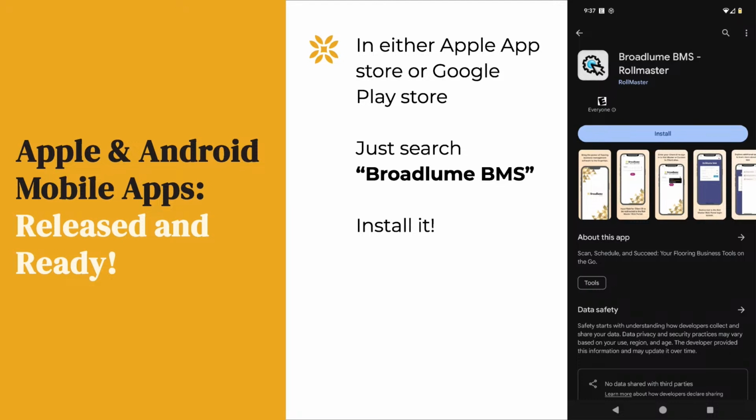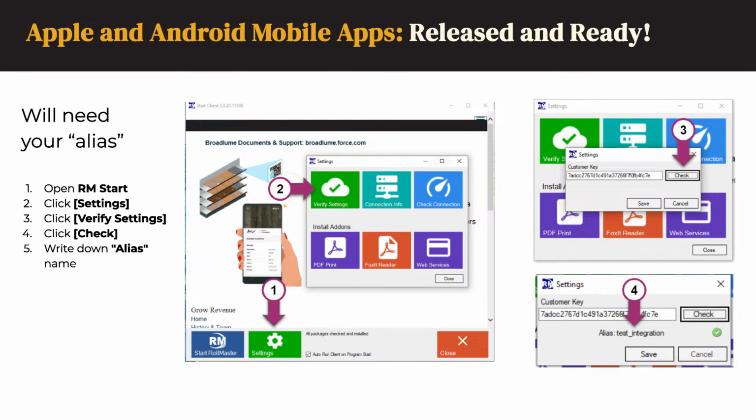It's got the cool little gear icon, little clicky mouse thing, and do what all flooring dealers do best, install it. And then one of the things that you will need is the alias of your account. So that'll let the app know who you're logging into. So to find this information, there's a few steps that'll take you there.